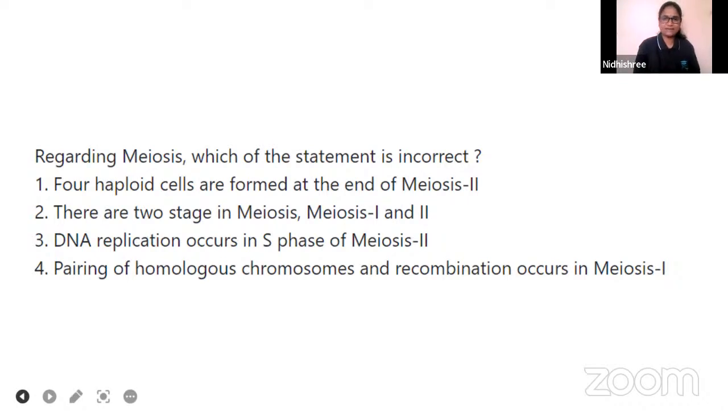We saw in the slide just now, there is no DNA replication in meiosis 2. There is no S phase there. No DNA replication. 4 haploid cells, that is correct. There are two stages, meiosis 1 and 2. Pairing of homologous chromosomes happens in meiosis 1. Recombination occurs in meiosis 1. So that is also correct.